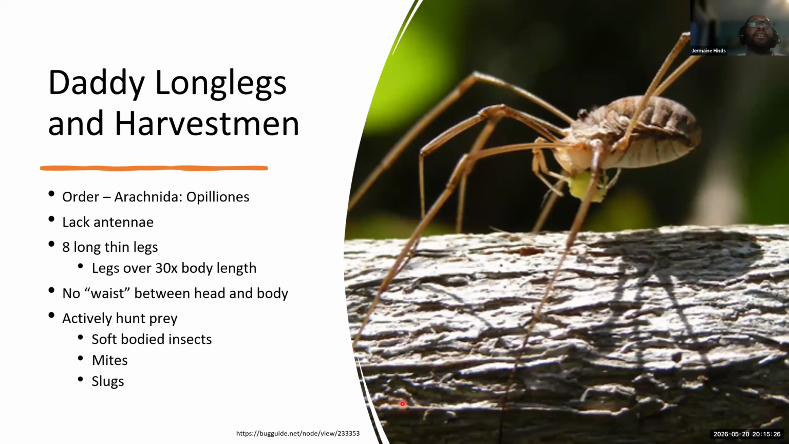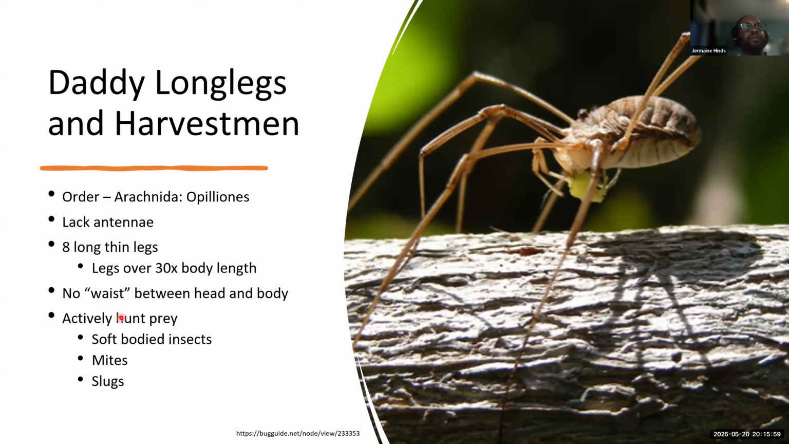Your daddy longlegs and harvestmen. So they're in the class Arachnida. So they're related to spiders, but they're in a different group called the Opiliones. They lack any antennae. They have eight long, thin legs. So just like that spider body plan, they have eight legs. But for daddy longlegs, like their name implies, they have legs over 30 times their body lengths. So if you look at the body in relation to the legs, you see that big difference, and that immediately keys you into harvestmen. And so what are they doing in your garden?